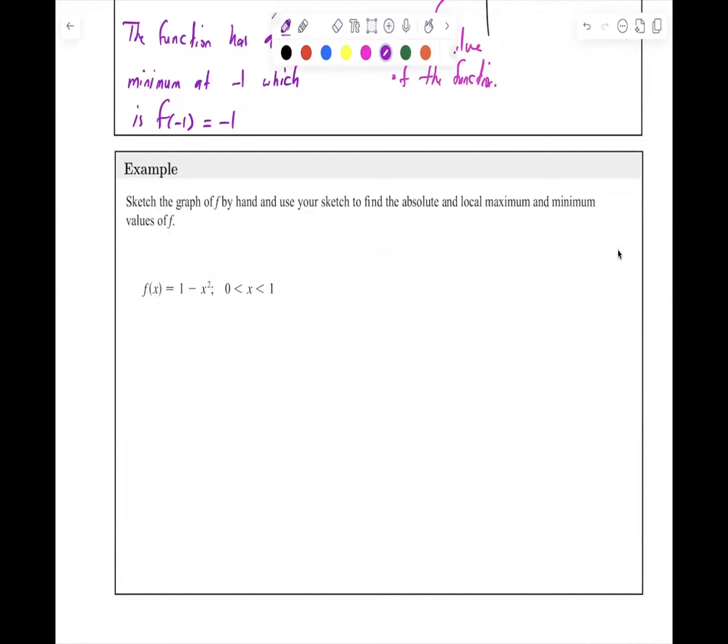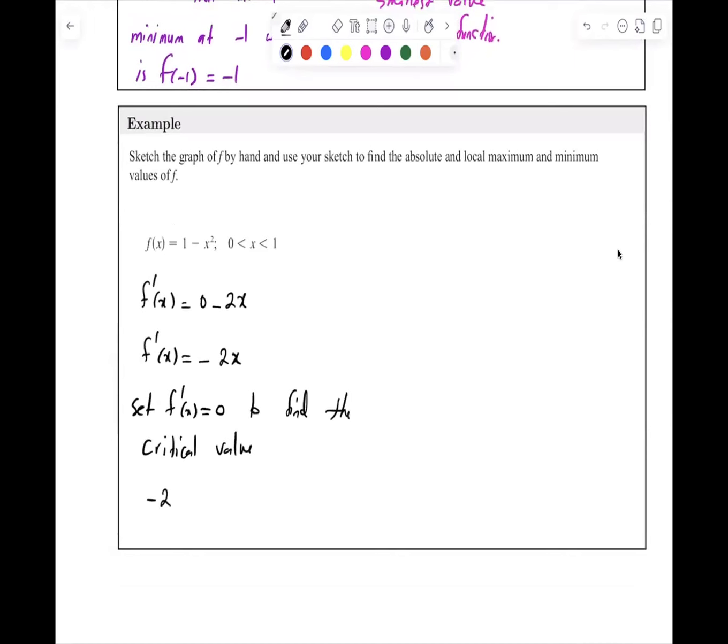Here we have a quadratic function, 1 minus x squared. Let's take the derivative of this function. F prime of x is equal to 0 minus 2x, so f prime of x is equal to minus 2x. Set f prime of x equal to 0 to find the critical value. So minus 2x is equal to 0. It means that x must be 0. So when x is equal to 0, f of 0 is 1 minus 0 squared, or 1.